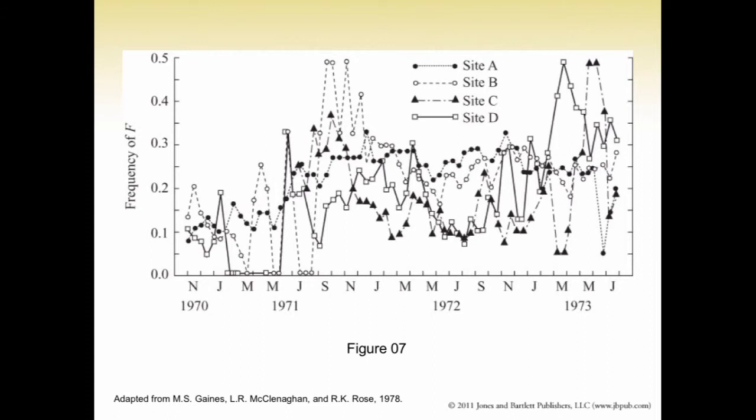All right, so one thing that population geneticists can often do, particularly in short-lived organisms, is look at frequency over time. So here the x-axis is time throughout the years, and we're looking at the frequency of F at different sites, colored different ways. And you're going to see a lot of graphs like this.